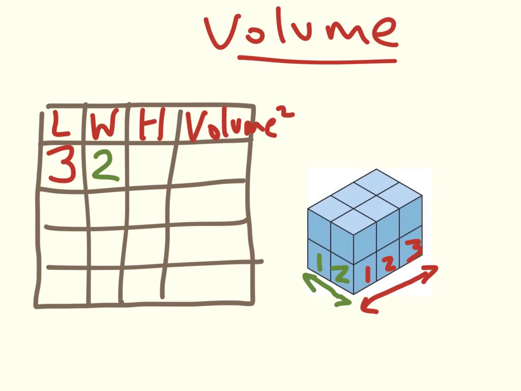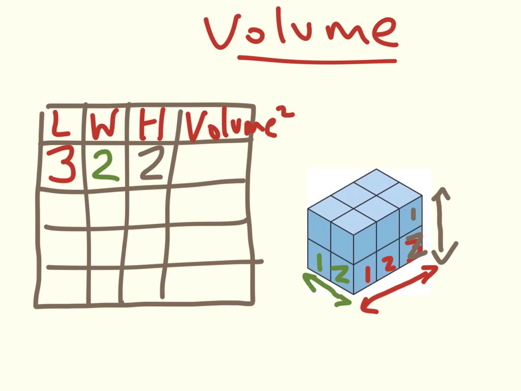And the height, how high is it? That's like asking how many layers are on this shape. How many layers does it have? So we're looking at the height. And we have 1 and 2. It has 2 layers, so I put a 2 in the height.